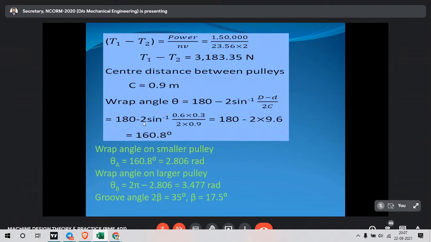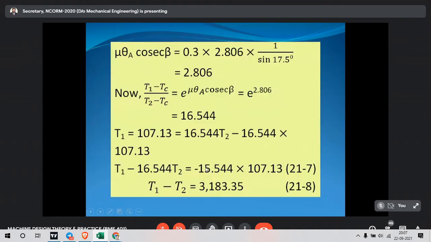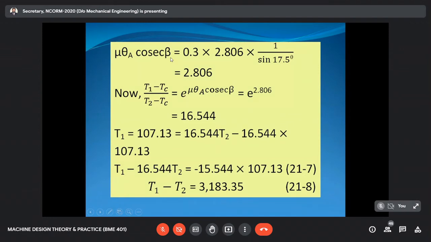ग्रूव एंगल दिया हुआ था, हमने अल्फा कहा था, यहाँ बीटा में लिखा हुआ है 35, तो बीटा ये 2 बीटा 35, so बीटा is equal to 17.5 degree. So now you can further, for the V belt, solve this in advance, because V belt के केस में ये टर्म आती है ना, तो म्यू cos थीटा ए कोसेक बीटा, इसको सॉल्व कर लीजिए यहाँ पे, and then ratio of tensions (T1 minus TC) by (T2 minus TC) equals e to the power mu theta A cosec beta.